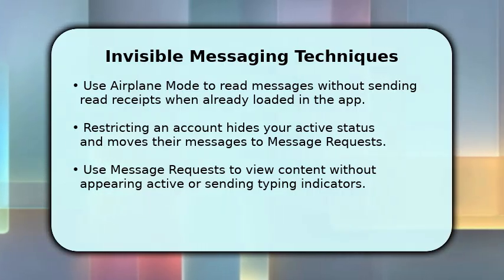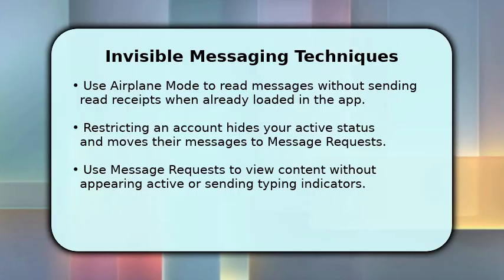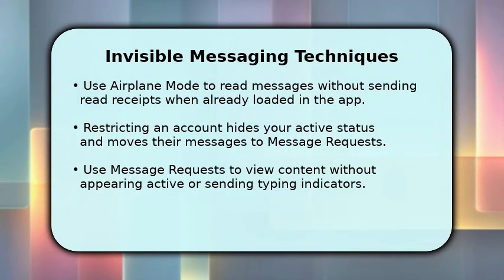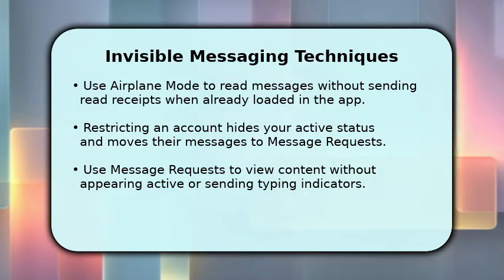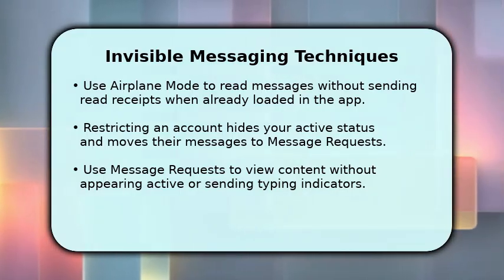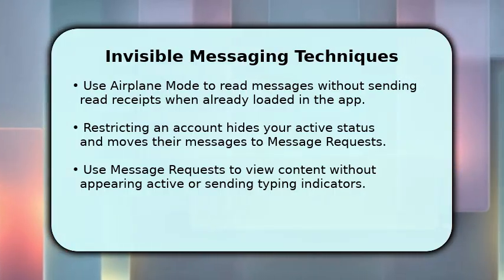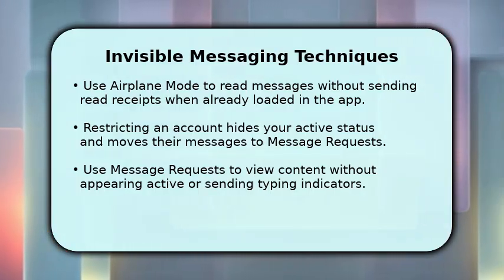Restrict specific accounts to limit their visibility. Go to the profile, tap the three dots, choose Restrict. Their new messages land in message requests and you won't appear active to them. For new contacts, let messages sit in message requests to avoid typing indicators or read receipts while you decide how to respond.